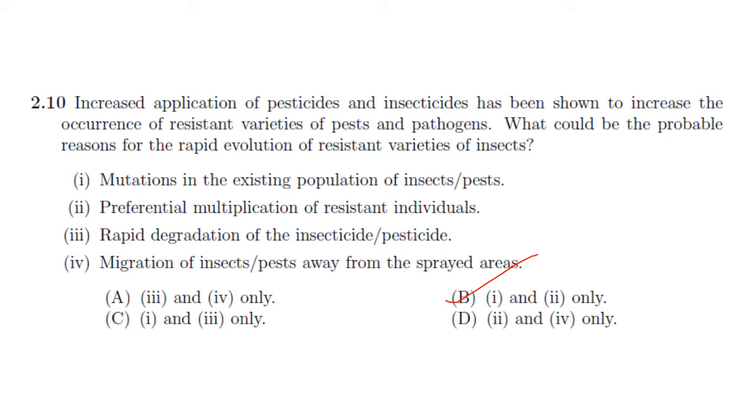Now next one. Increased application of pesticides and insecticides has been shown to increase the occurrence of resistant varieties of pests and pathogens. What could be the probable reason for the rapid evolution of resistant varieties of insects? Mutation in the existing population of insects and pests. That may be correct, or that is correct. Preferential multiplication of resistant individuals. That is also correct. Rapid degradation of the insecticide or pesticide.